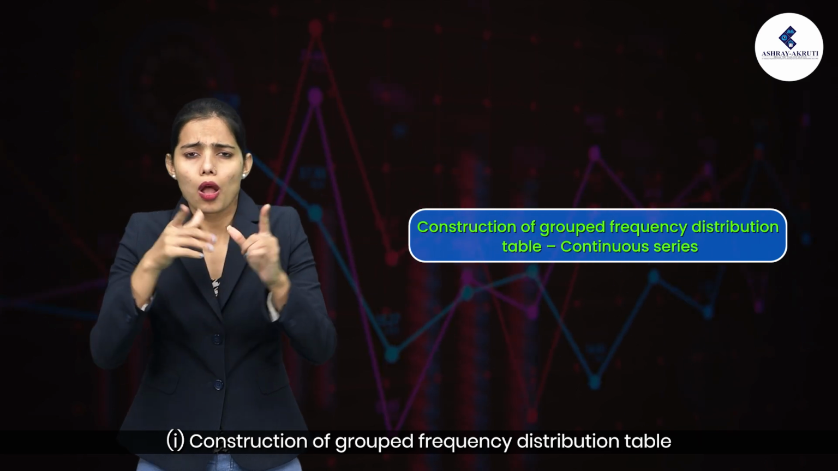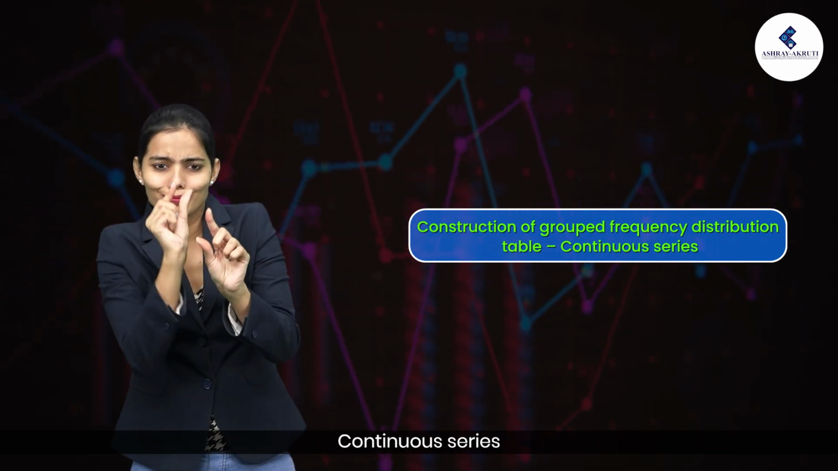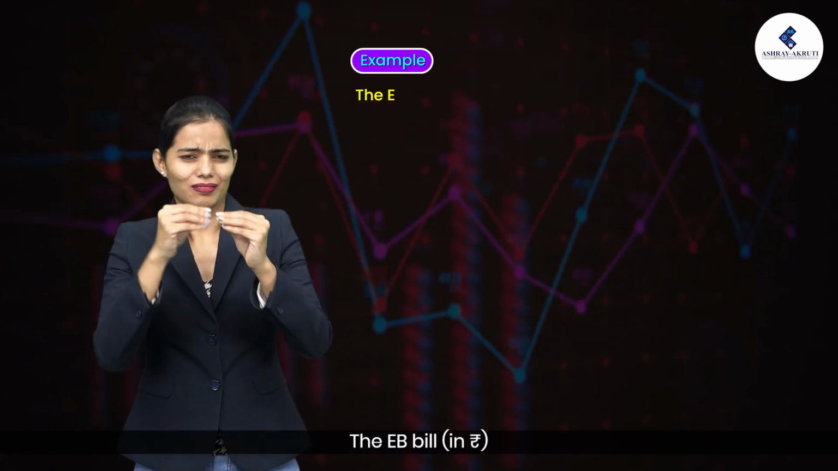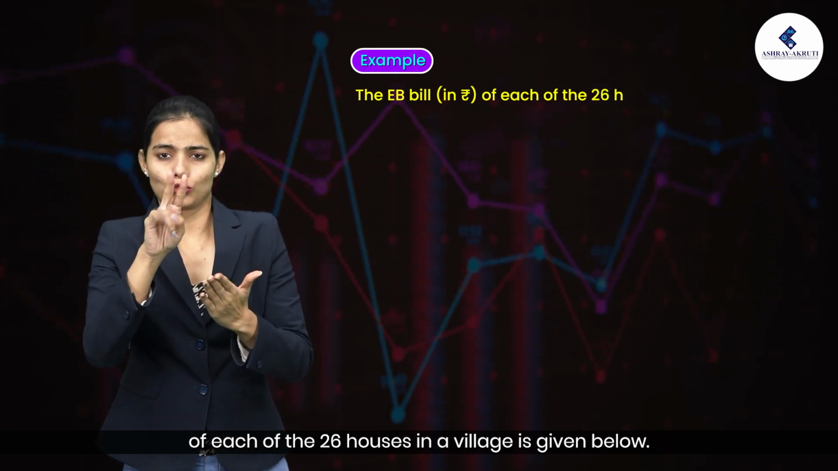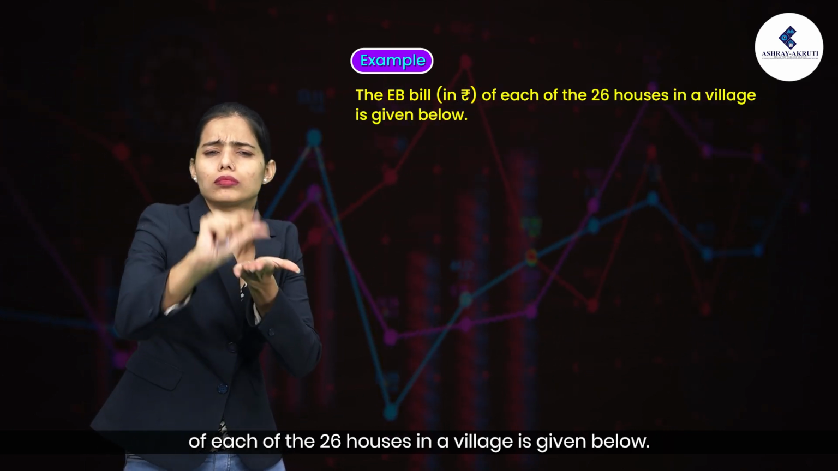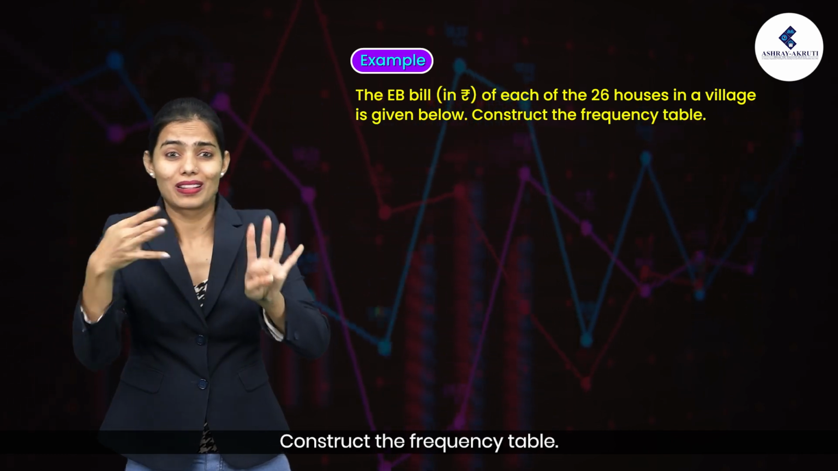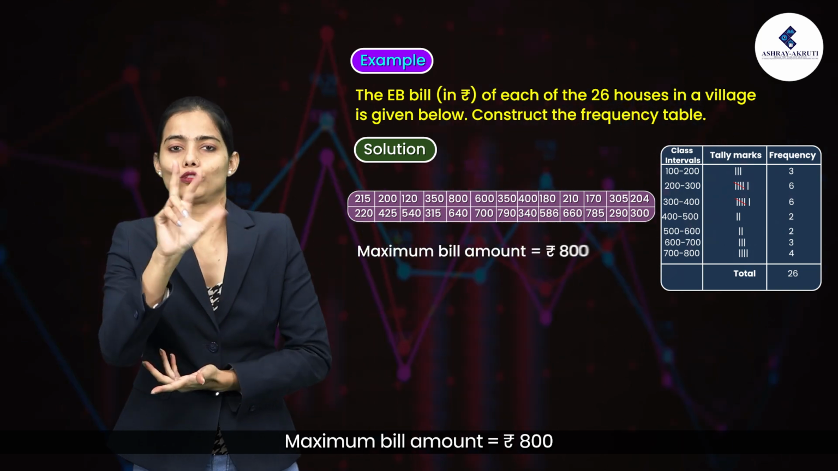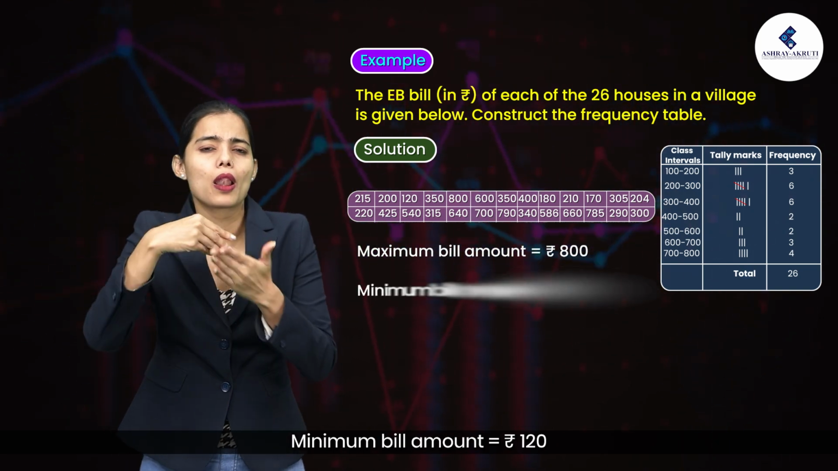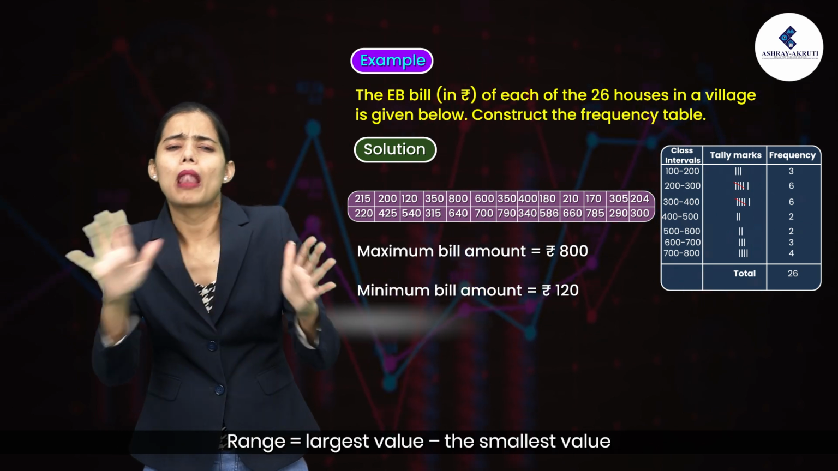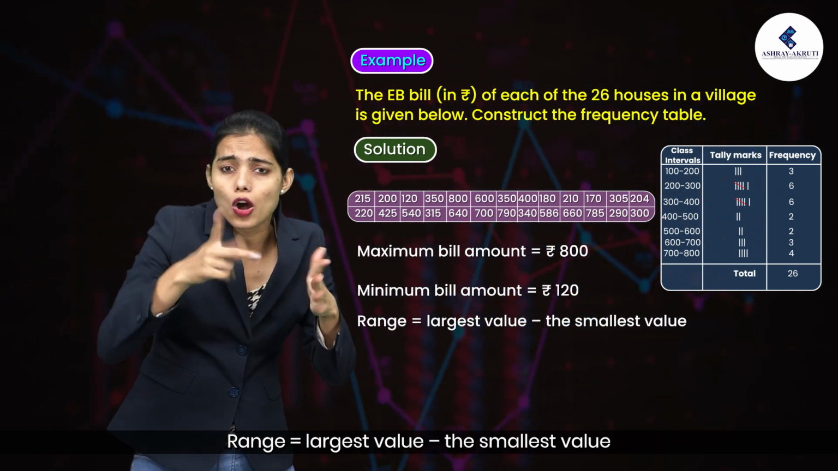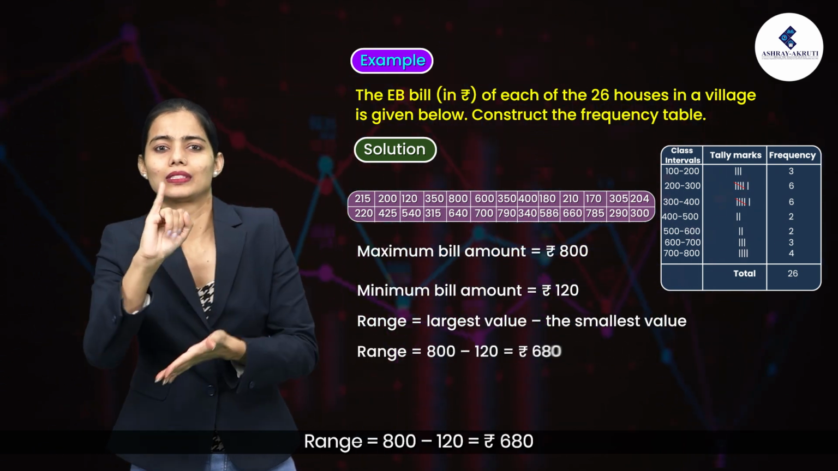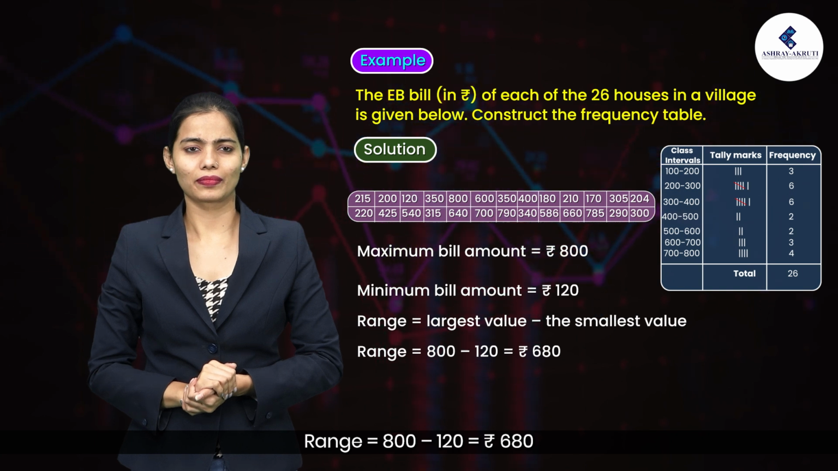Construction of group frequency distribution table, continuous series. Example: the EB bill in rupees of each of the 26 houses in a village is given below. Construct the frequency table. Solution: maximum bill amount is equal to rupees 800. Minimum bill amount is equal to rupees 120. Range is equal to largest value minus the smallest value. Range is equal to 800 minus 120, which is equal to rupees 680.